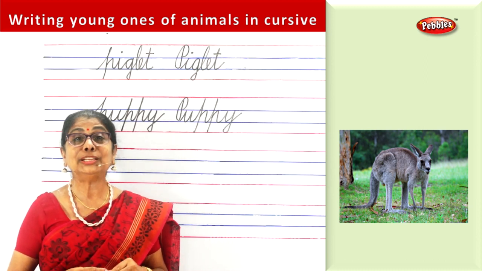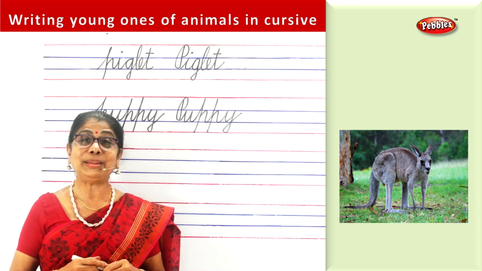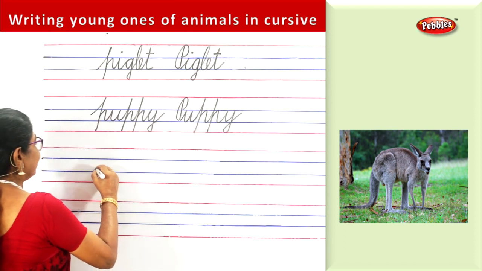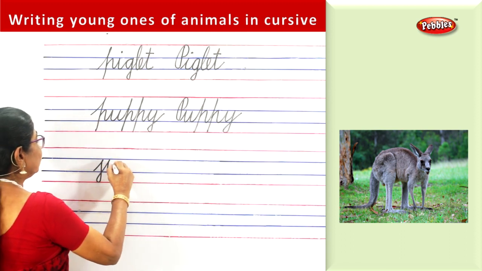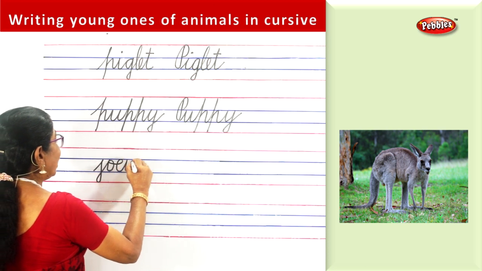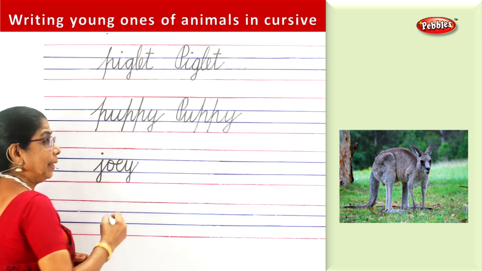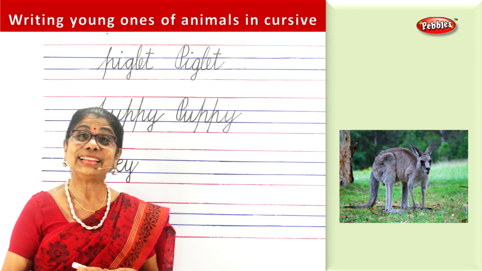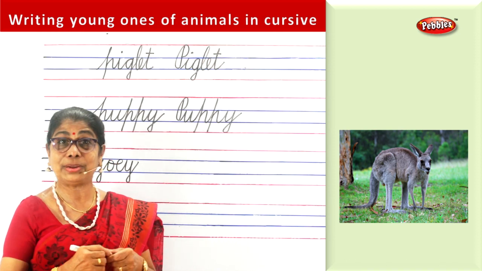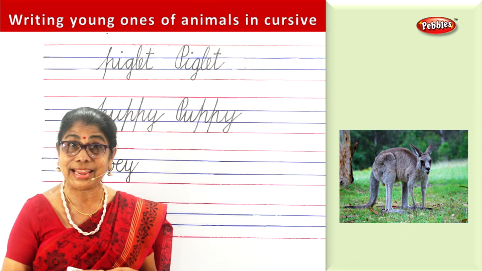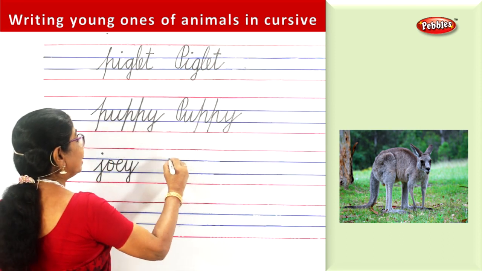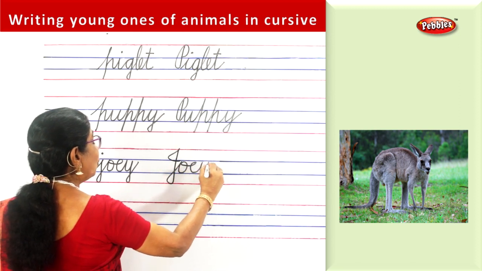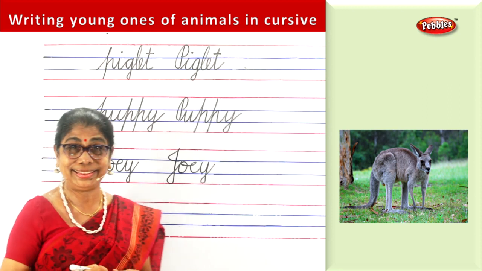J-O-E-Y. Joey. Joey is always carried by the mother in the pouch. Let's write. J, O, E, Y. Joey. Baby kangaroos are called Joey and live in mother's pouch wherever mother goes. Let's write the J capital. J-O-E-Y. Joey.